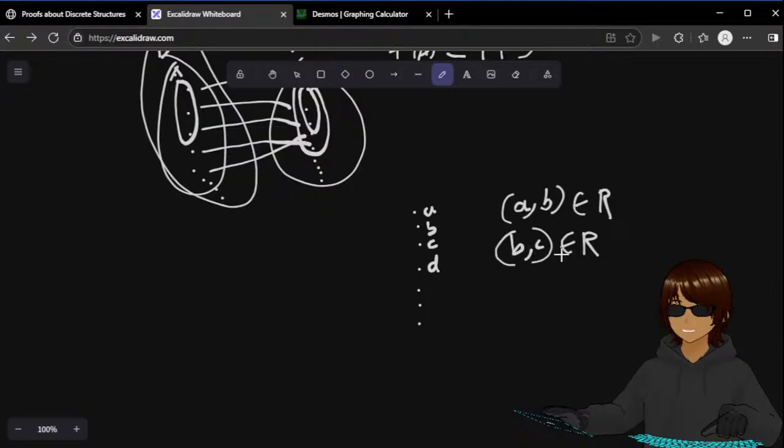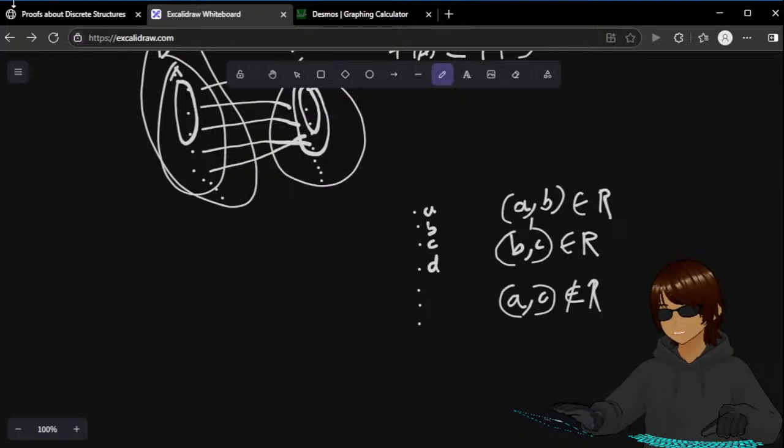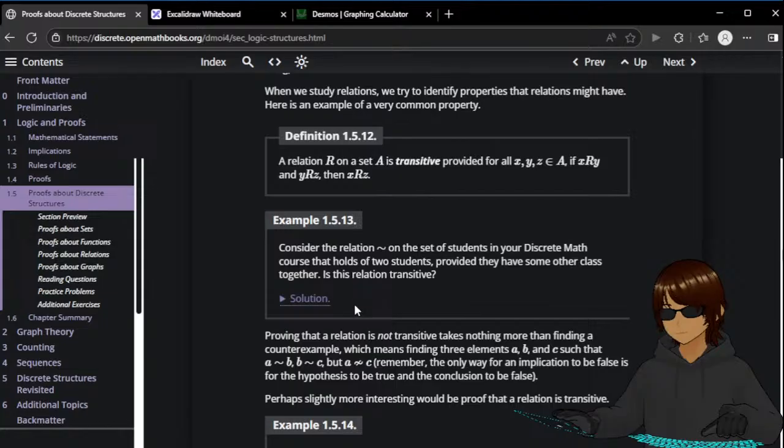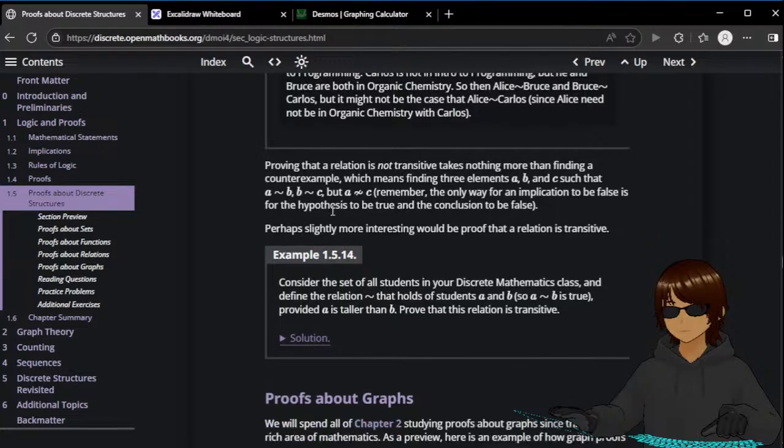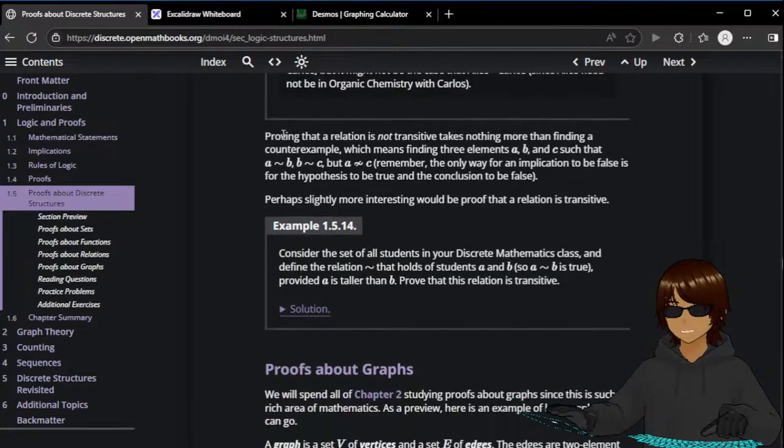And A, B have a relation and B, C have a relation. However, it is not true that A, C have a relation, since these are both separate classes. Not necessarily. Proving that a relation is not transitive takes nothing more than finding a counterexample. Perhaps slightly more interesting would be a proof that a relation is transitive.